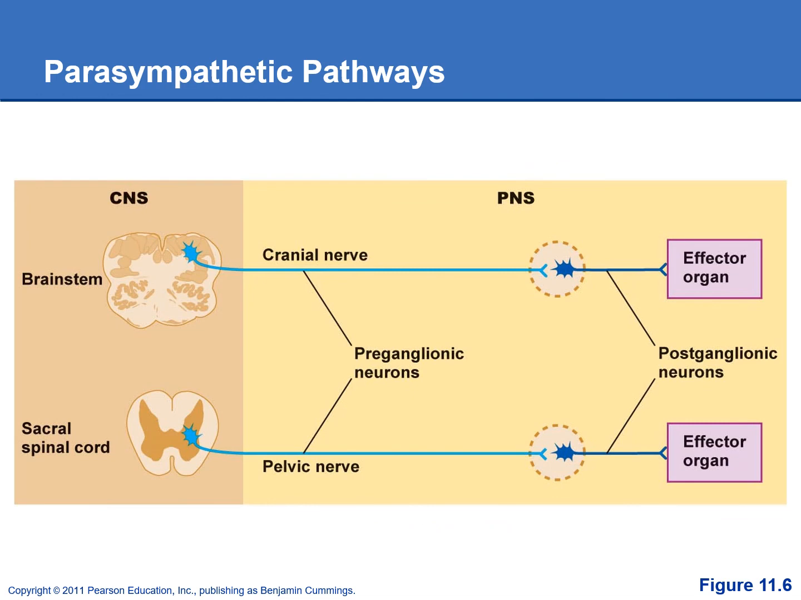Okay, and this just shows the parasympathetic pathways. So preganglionic neuron will start either in the brainstem or the sacral spinal cord, travel in the cranial nerve or the pelvic nerve, and these preganglionic neurons will be long, and then the postganglionic neurons will be short, and they will synapse with the effector organs.